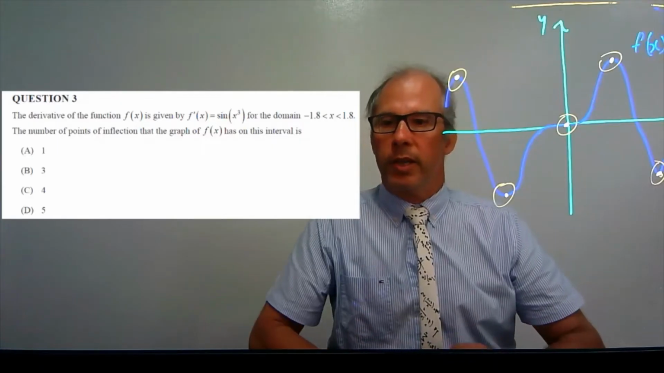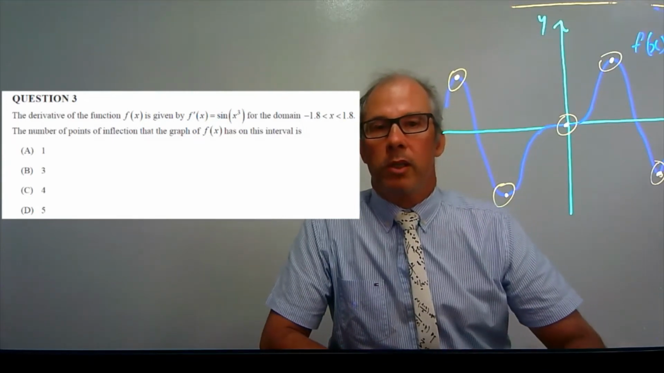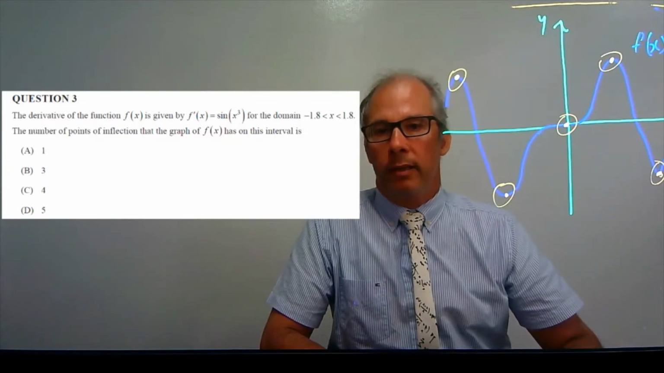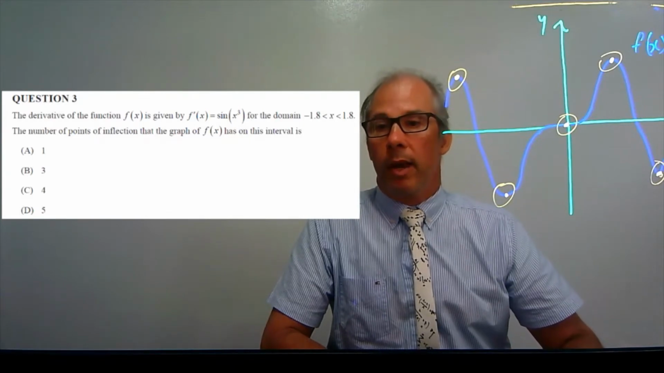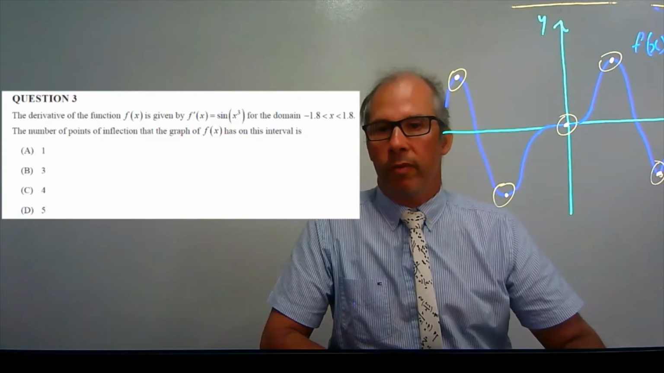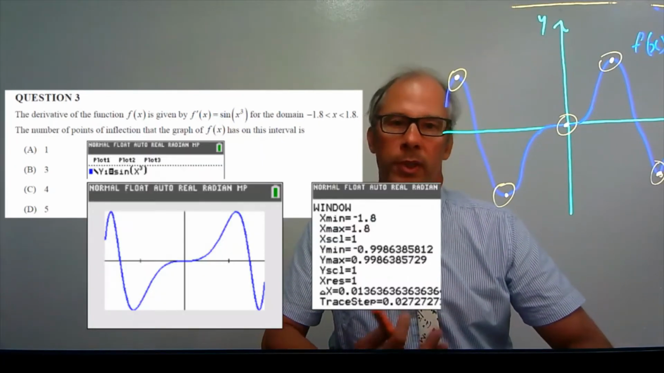Okay, question 3. The derivative of the function f of x is given by f dash of x equals sine x cubed for the domain x greater than negative 1.8 and less than 1.8. The number of points of inflection that the graph of f of x, so the original function, has on this interval is, well, I first of all sketched it in my calculator.